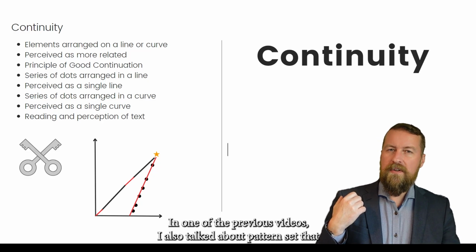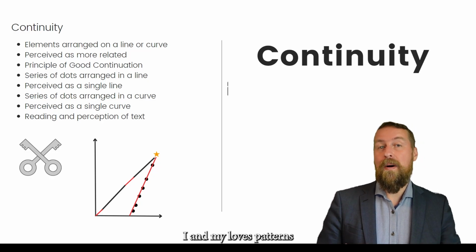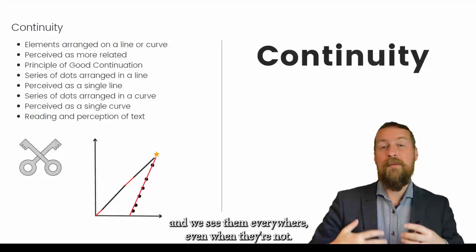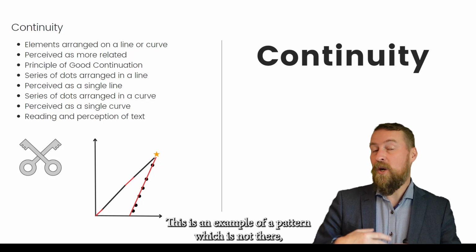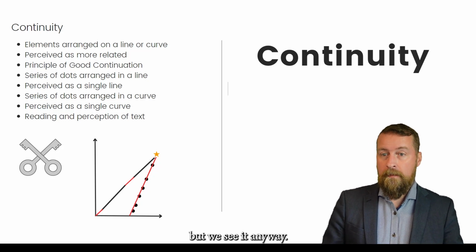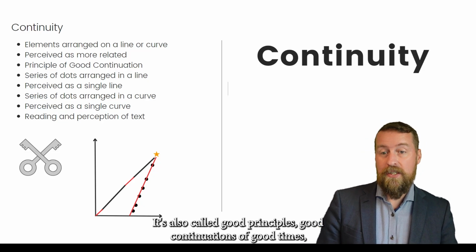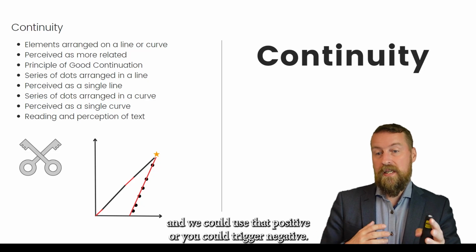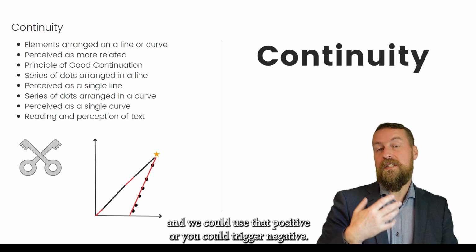In one of the previous videos, I also talked about patterns, that the eye and the mind love patterns, and we see them everywhere, even when they're not there. This is an example of a pattern which is not there, but we see it anyway. It's also sometimes called the principle of good continuation. We could use that positively, or it can trick us negatively.